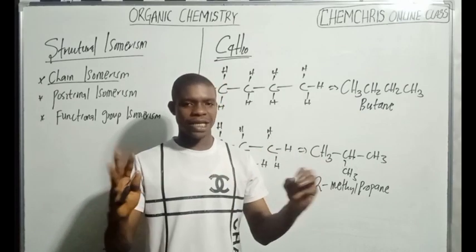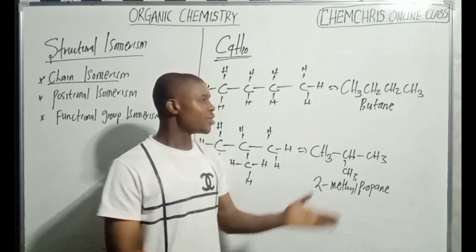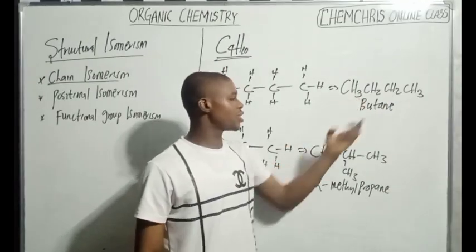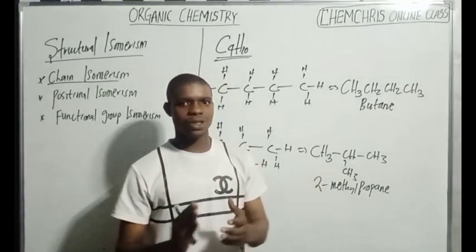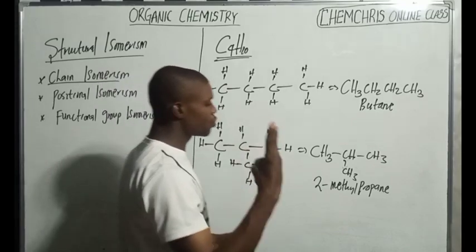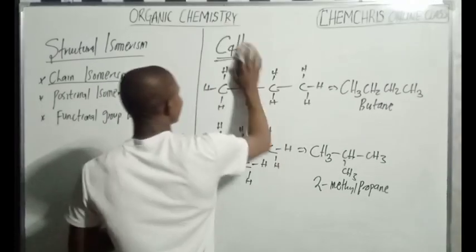That is the broad way. But if you want to be specific, we say chain isomerism. The reason is that you decrease the number of carbon atoms. That's why it's called chain isomerism. Now, look at another one. So butane has two isomers, right? Let's take another one.